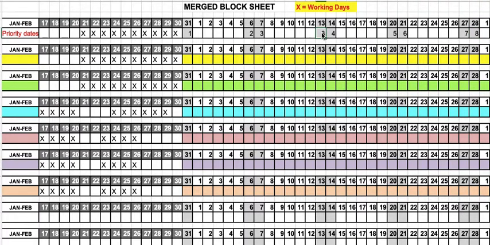Oh, made a mistake here. Then I have 4 more days to place elsewhere. I'm going to place them at the end of the month to do VE.